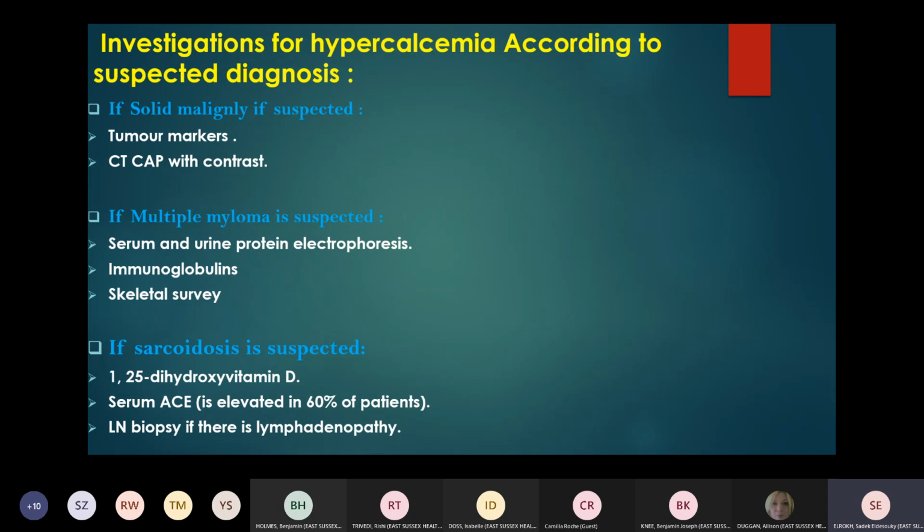So if sarcoidosis is suspected, you have to ask for 1,25-dihydroxyvitamin D and serum ACE, which is positive in more than 60% of these patients. And of course, lymph node biopsy if there is lymphadenopathy, which is the confirming investigation for sarcoidosis.